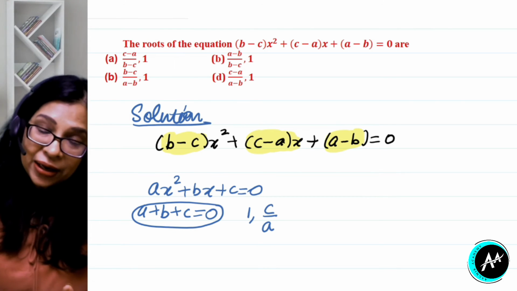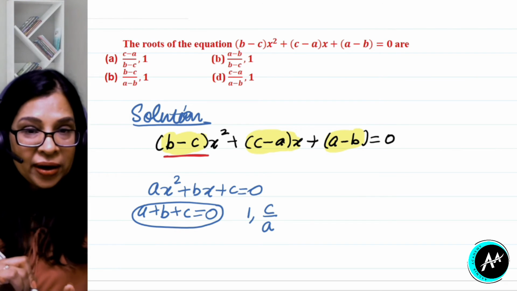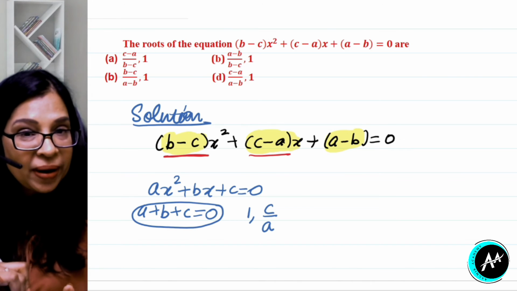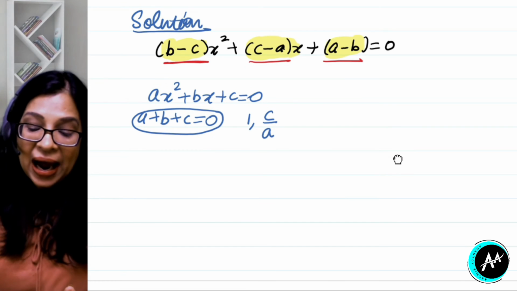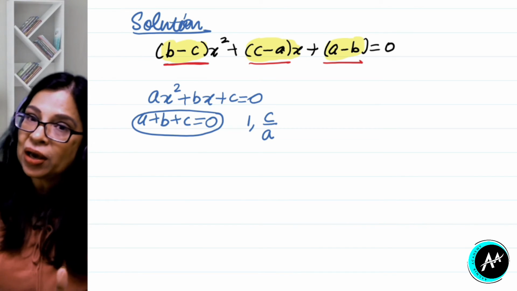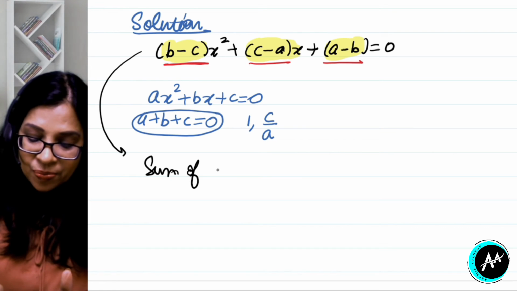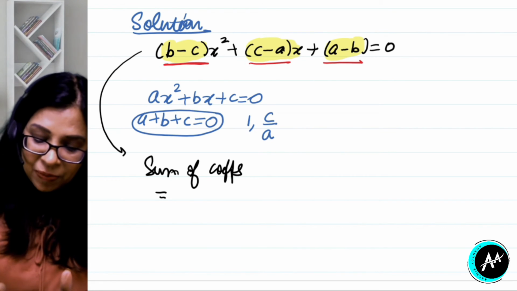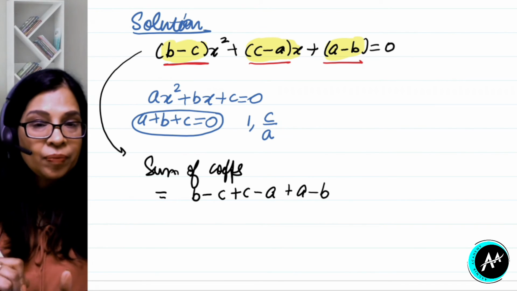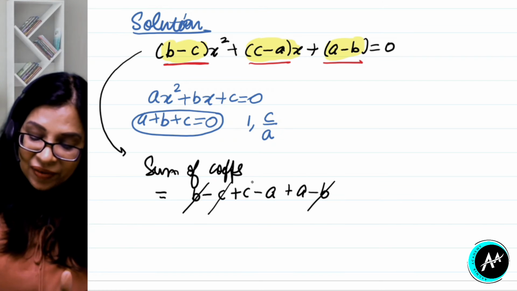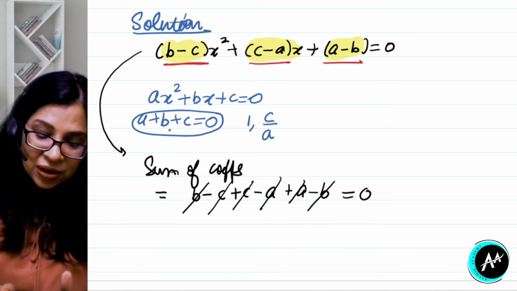Now we should be smart enough to observe that in this case, the coefficient of x square is b minus c, the coefficient of x is c minus a, and the constant term is a minus b. If we add these, the sum of coefficients comes out to be 0. So the sum of coefficients will be b minus c plus c minus a plus a minus b. You can see b will get cancelled, c will get cancelled, a will get cancelled. So the sum of coefficients is 0. That means this result is applicable.